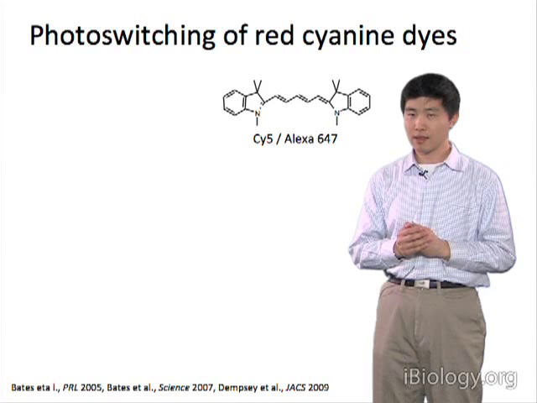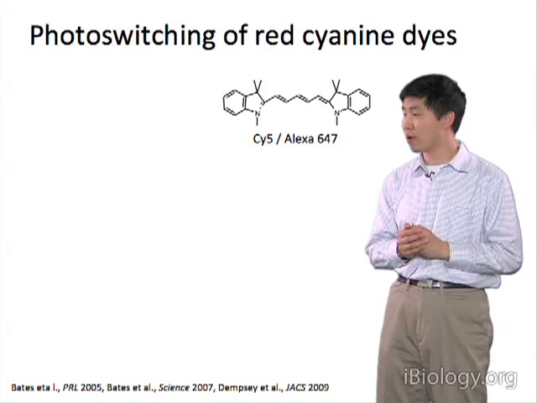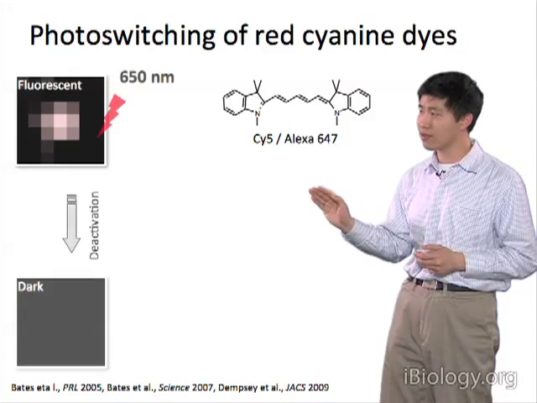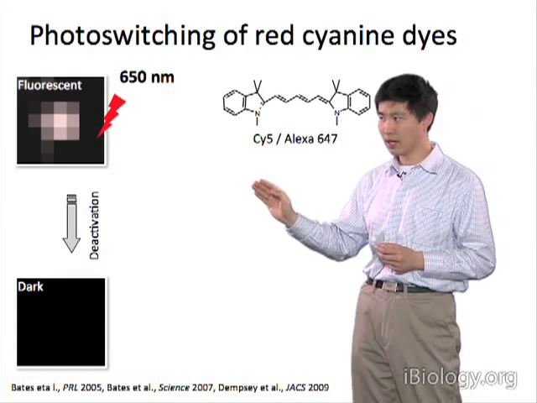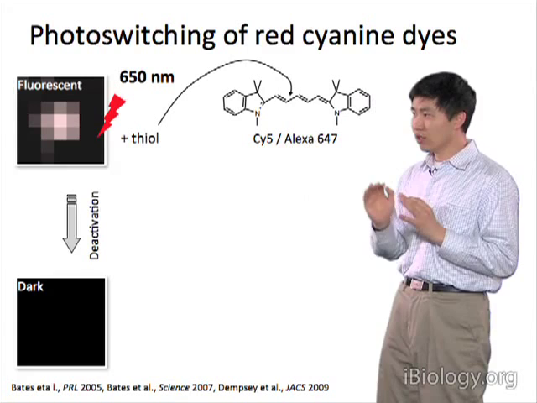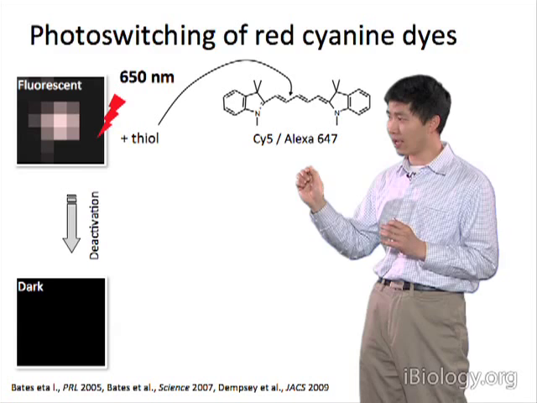This red dye, Cy5 or Alexa 647, they basically share the same chromophore structure. These are very good dyes. That means if you excite them with red light, they emit extremely strong fluorescence, allowing us to capture single molecule images. And when there's a thiol in the buffer, the red light will drive a photochemical reaction between the thiol and the dye, and that will change the chemical structure of the dye and make it non-fluorescent.